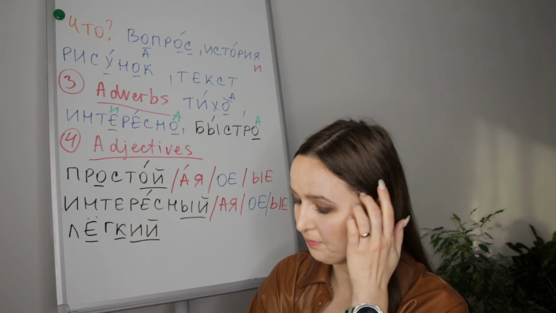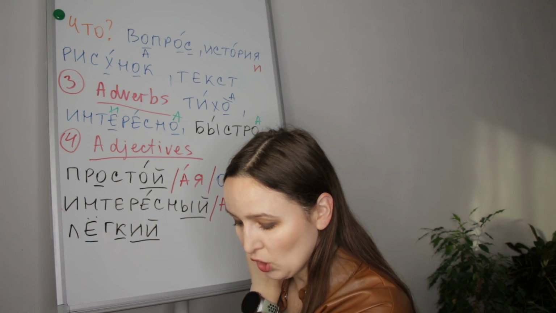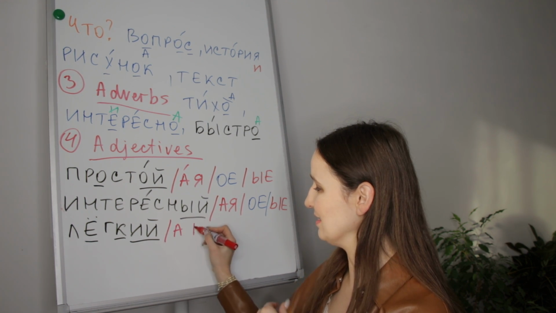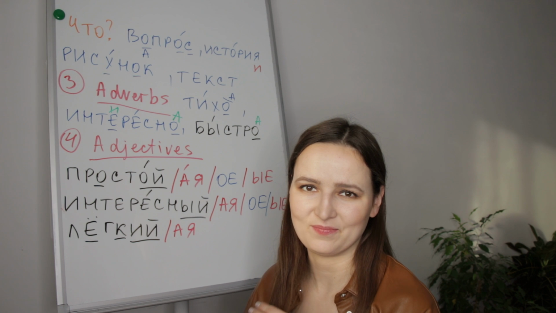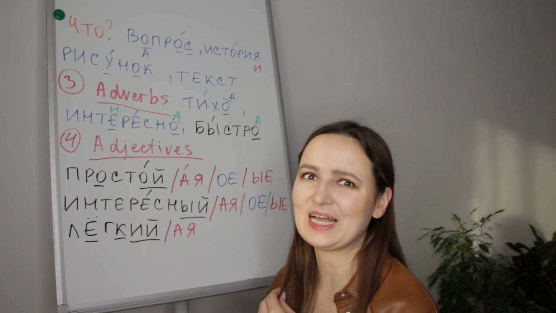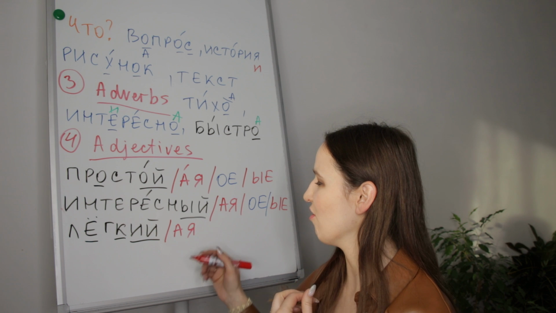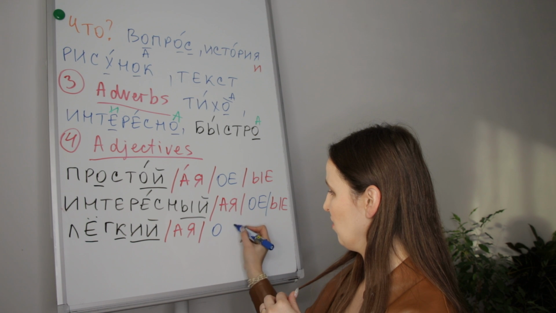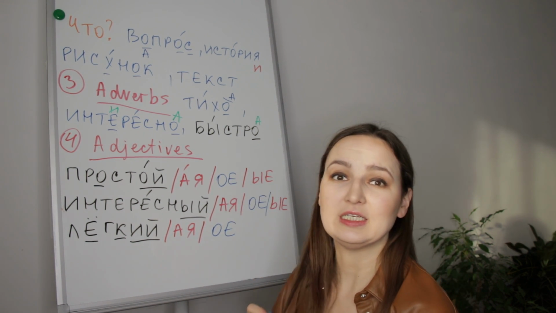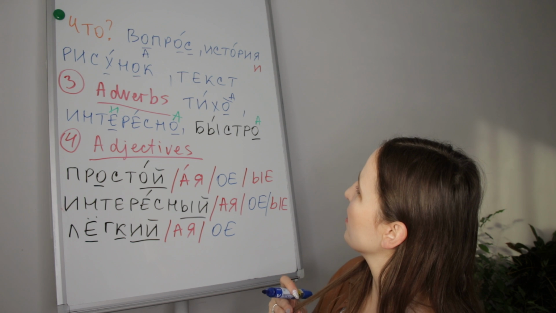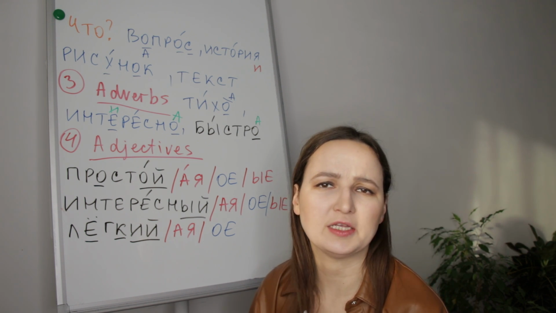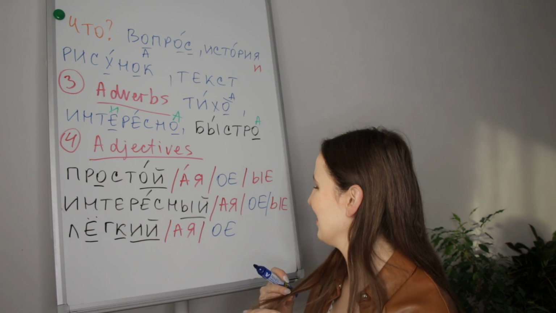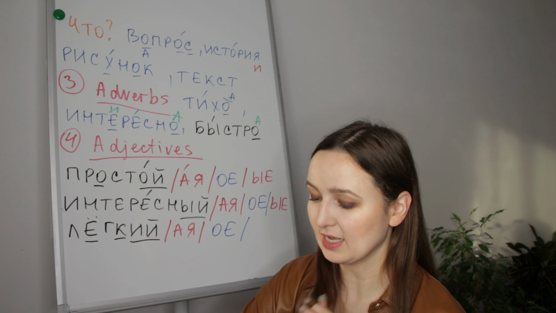Легкий, easy, simple. To make it feminine, we will have to add ая instead of ий. Легкая. Легкая задача. Simple task. Да? Легкое. Ое, as well as here. And this is neuter. Легкое предложение. Easy sentence, simple sentence. Легкое предложение.